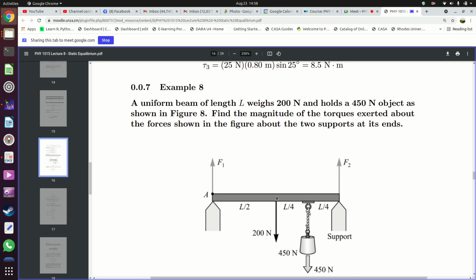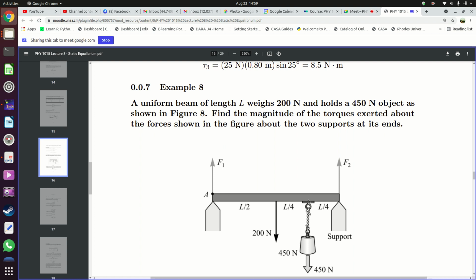If you choose this point to be a pivot, the weight will not produce any torque, but you're going to end up having F1 doing something this side, this one doing something this side, this one doing this side. At the end of the day, this is not a good choice because you end up having F1 plus F2, which you do not know. Because you don't know what F1 is, you don't know what F2 is. So you need to remain with only one thing you can work out, one of these forces.